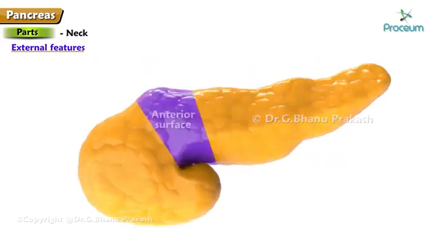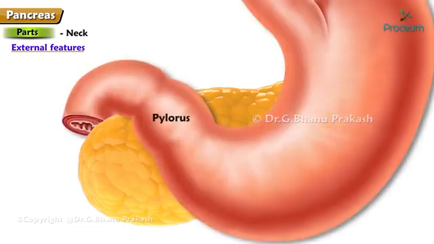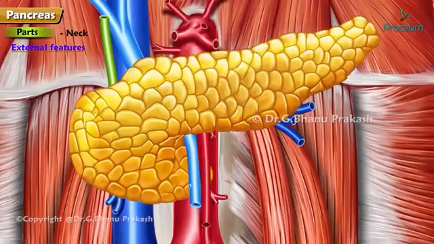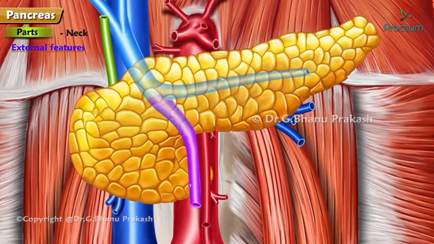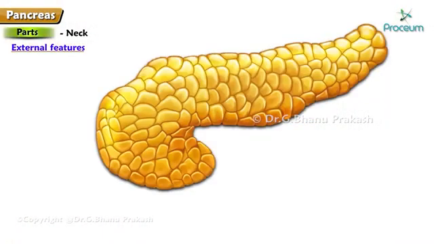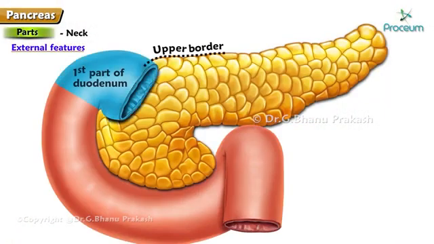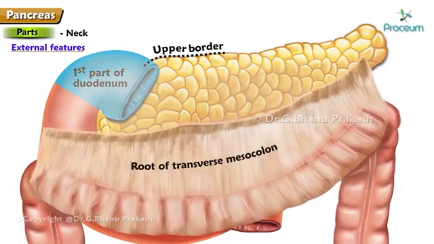Relations. Anterior surface is related to the pylorus. Posterior surface is related to the termination of the superior mesenteric vein and the beginning of the portal vein. Upper border is related to the first part of the duodenum. The lower border is related to the root of the transverse mesocolon.